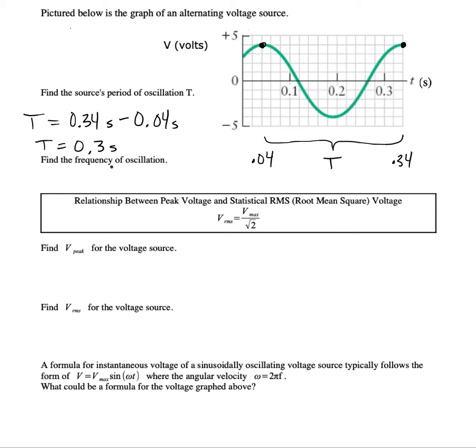To find the frequency of oscillation, we'll use the formula f equals 1 over the period. It's 3.33 hertz. Now let's find the maximum voltage, the peak voltage. To get that, we'll simply want the amplitude of the waveform, which looks like 4 volts.